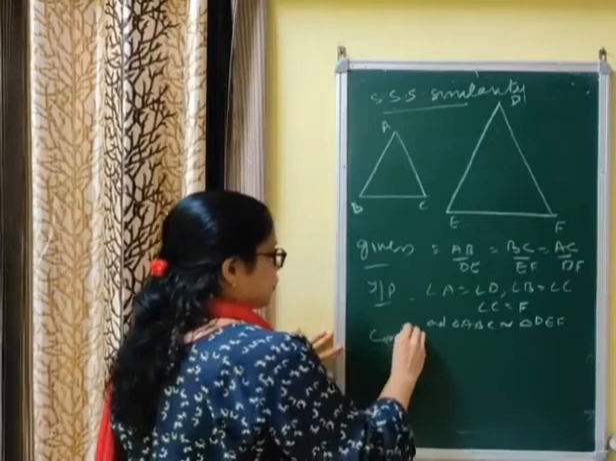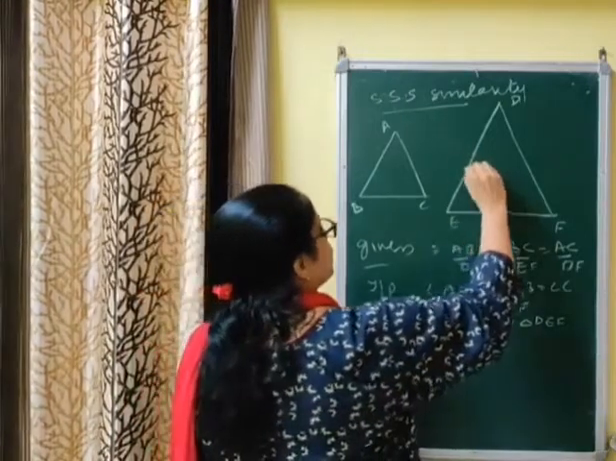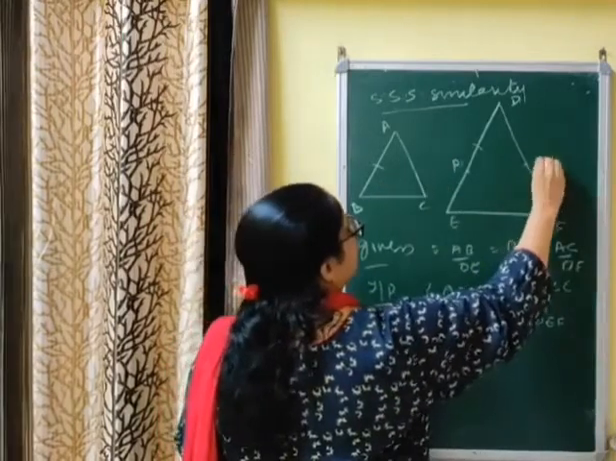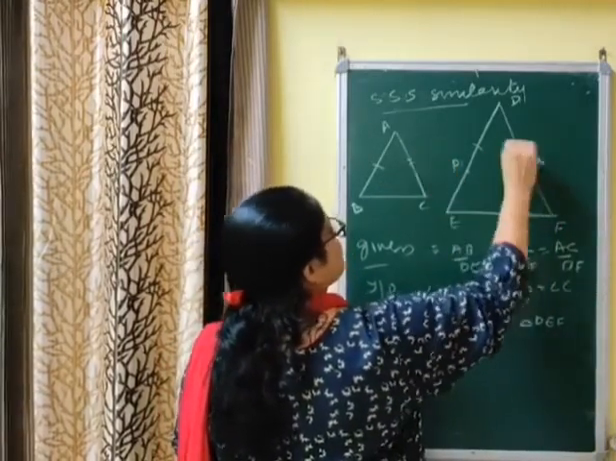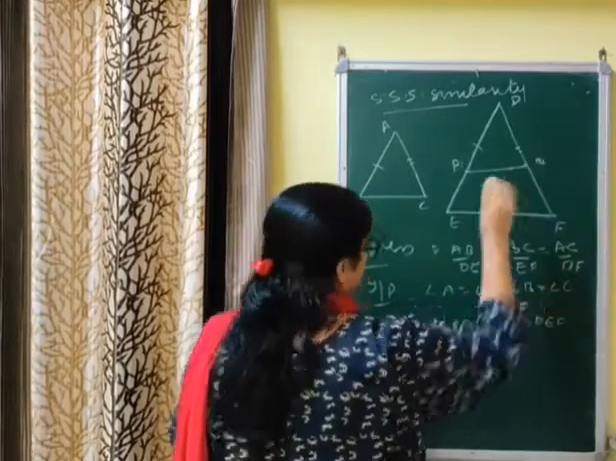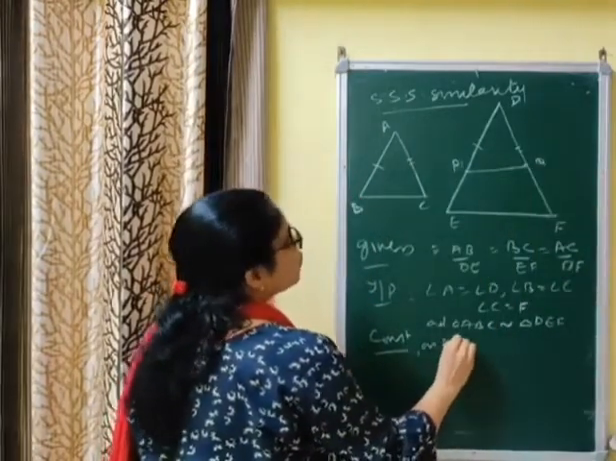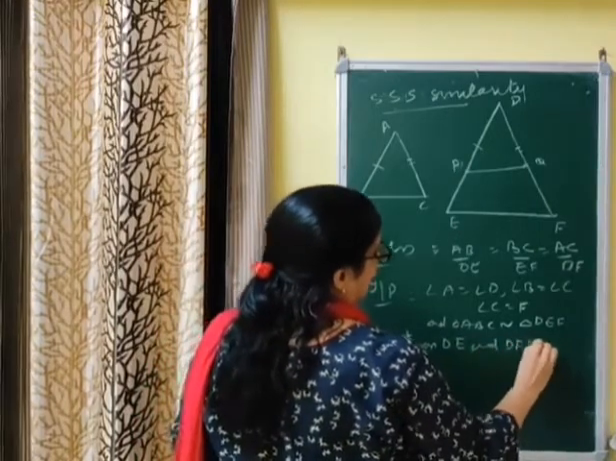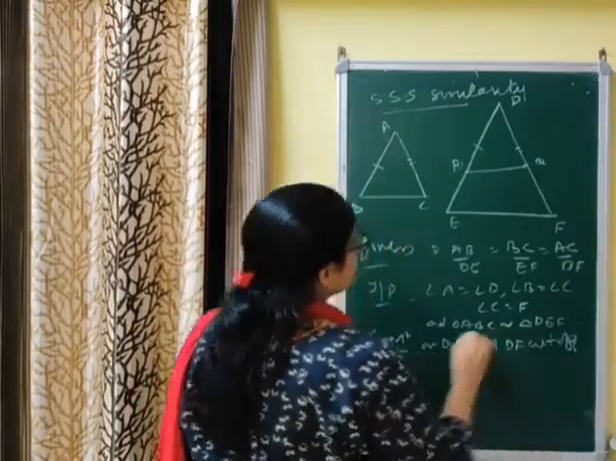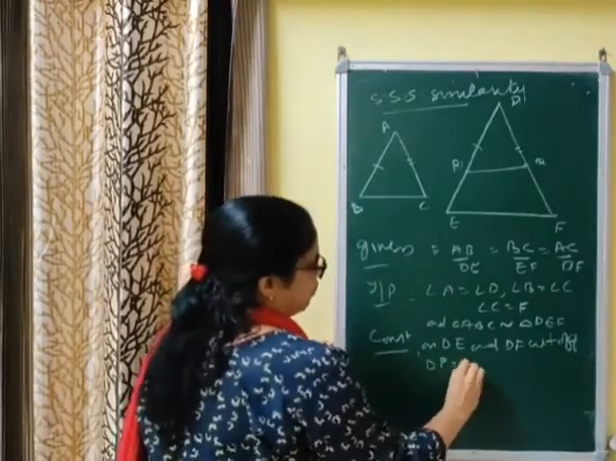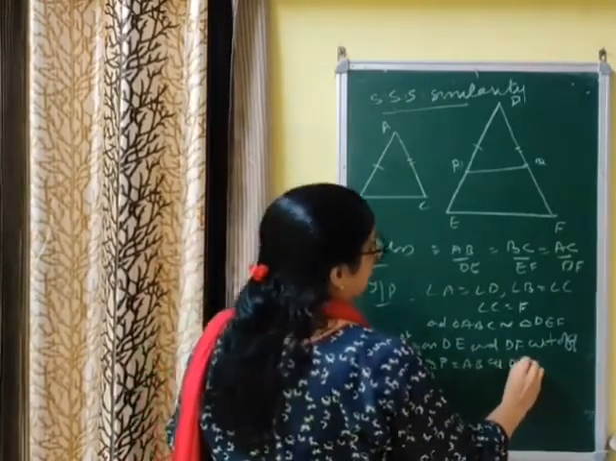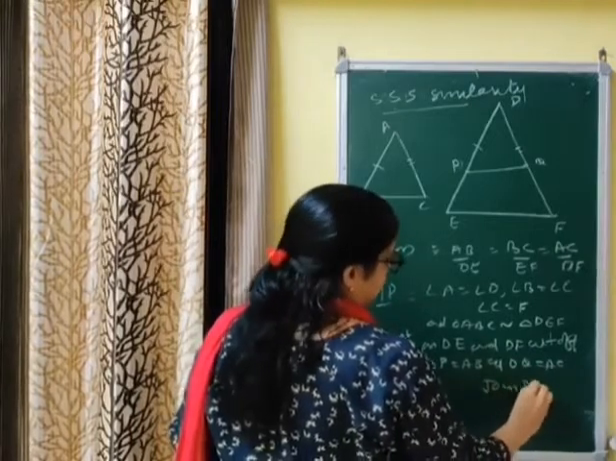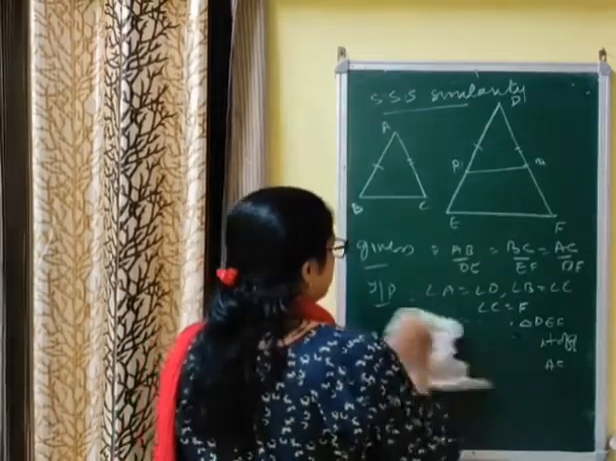Construction, like in the previous question: on DE cut off DP equal to AB, and on DF cut off DQ equal to AC. Also join PQ. This much is the construction, given and to prove part.